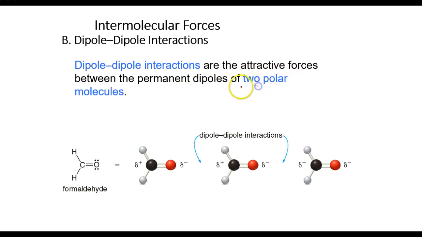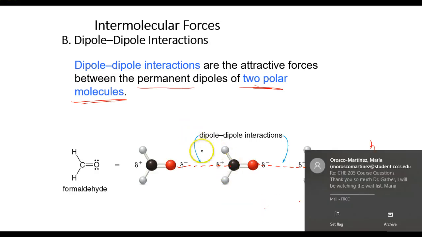This is now between two polar molecules. So this is formaldehyde. We have a partial positive and negative end on our molecules at all times. It's what's called a permanent dipole. Unlike the last case, it's not switching. This is always there. So this negative end is attracted to the positive end. This negative is attracted to the positive. This negative is attracted to a carbon on another one, attracted to a positive, and so forth. And you have this network.